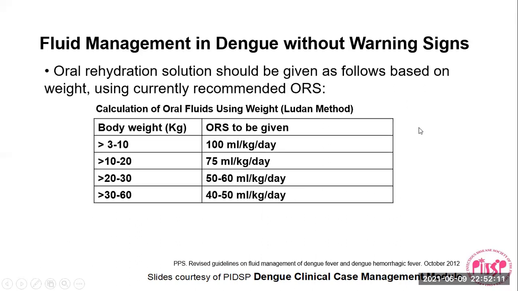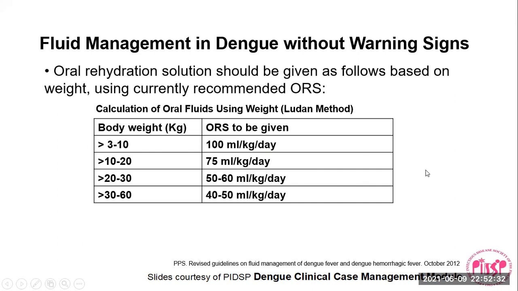So, what is the fluid management in dengue without warning signs? So, oral rehydration solution should be used as follows based on the weight using the currently recommended ORS. This is the Holliday-Segar method. So, based on the patient's body weight, this is the amount of the ORS to be given. So our patient is 23 kilograms.